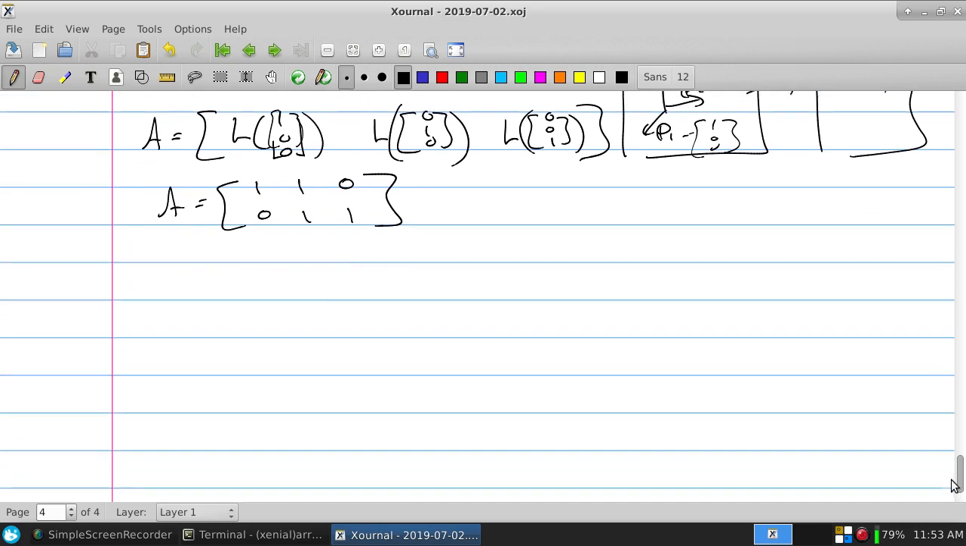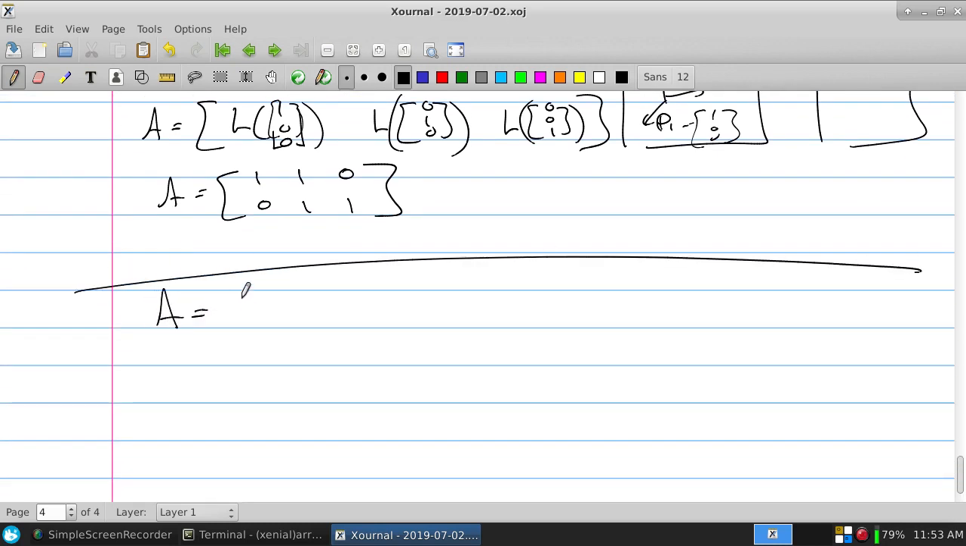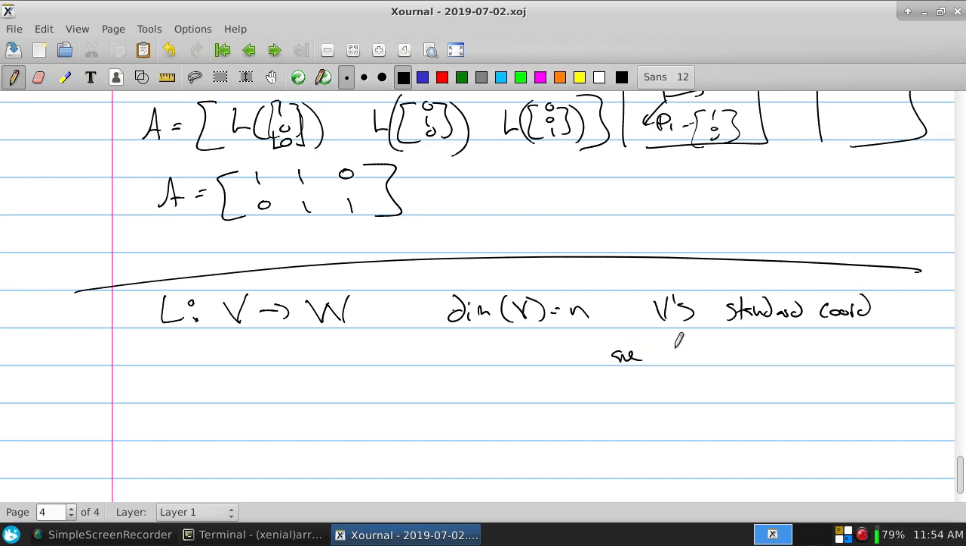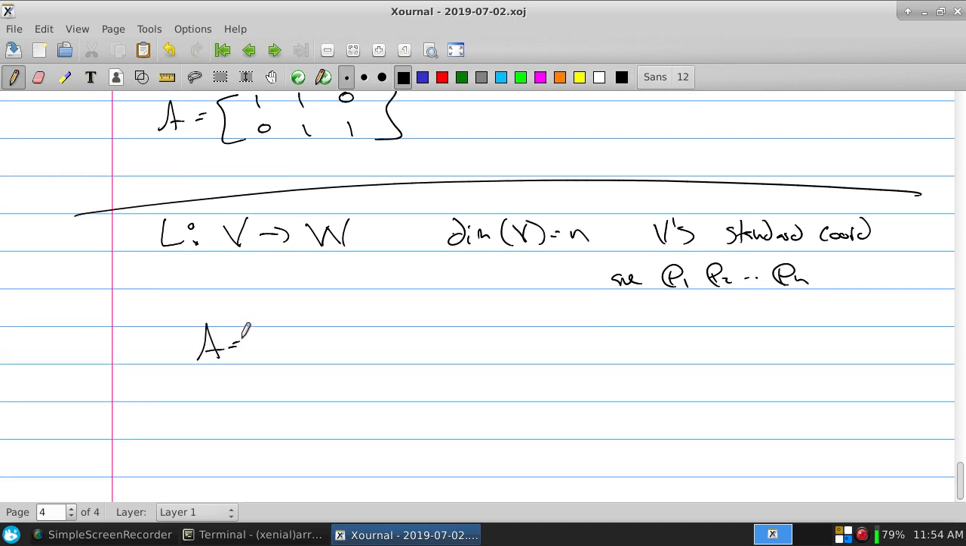And so what we do is, if A is made up of, L is going from a vector space to a vector space, and the dimension of V is N, and V's standard coordinates are E1, E2, up to EN, then A equal to, you're going to have to figure out where E1 goes, where E2 goes, where EN goes. If you put this entire thing into a matrix, this does exactly what L does.